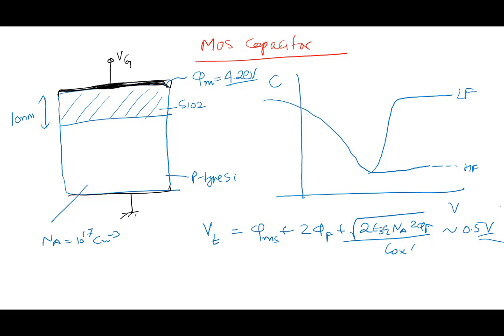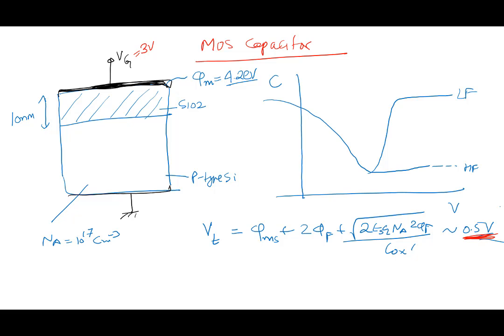I think if I do the calculation, 0.477 to be more accurate. All right, so that's the threshold voltage. And so if I apply here, let's say 3 volt, then what happens? This is larger than the threshold voltage 0.5. Then what happens?